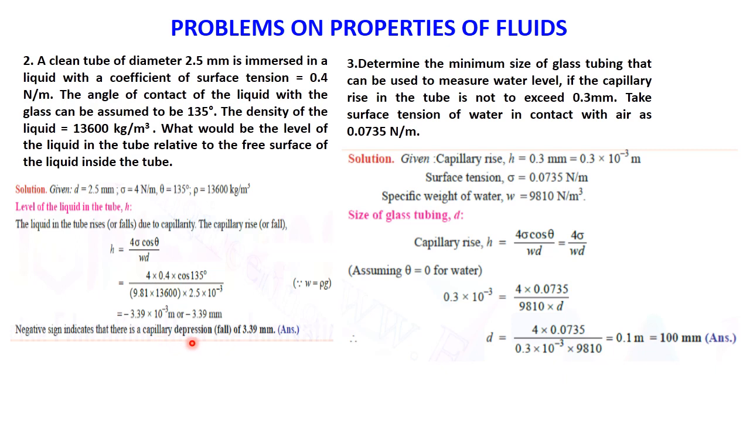So the answer will be positive, but there will be a capillary fall. So the value is h equal to 3.39 mm (capillary depression or capillary fall).